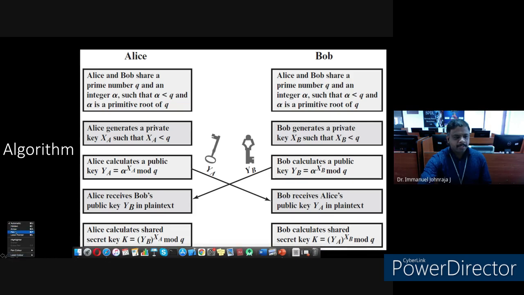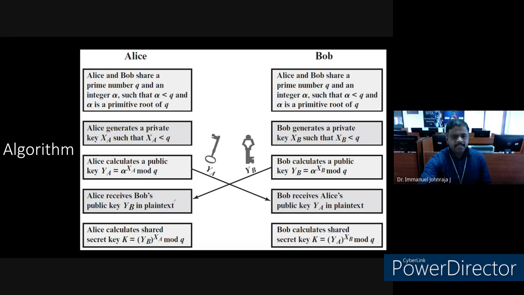I'll use the pen. Okay. It says it is in plain text. So this you should remember: it is in plain text. It is not encrypted. It's the number which is calculated. The public value is just thrown, sent across through a postcard, for instance. It's going as plain text.